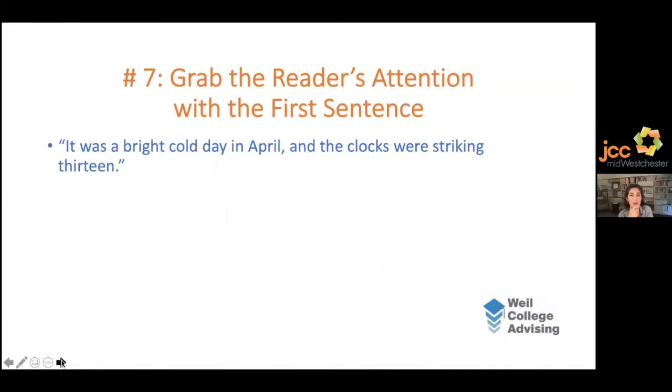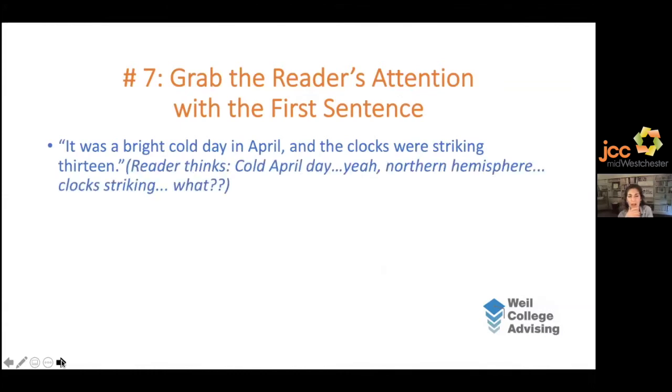It was a bright, cold day in April. The clocks were striking 13. So what does the reader think? Cold day in April, yeah, okay. Northern Hemisphere, okay. Clock striking, what? What, 13? Wait a minute.